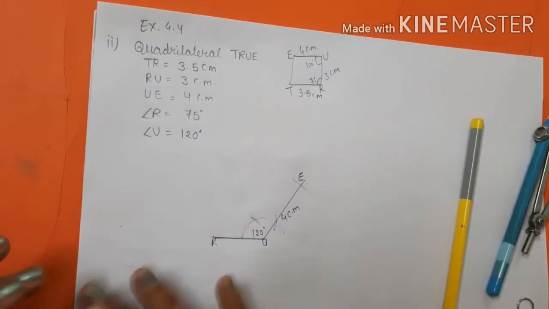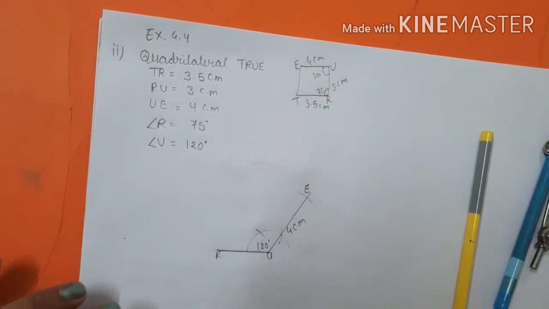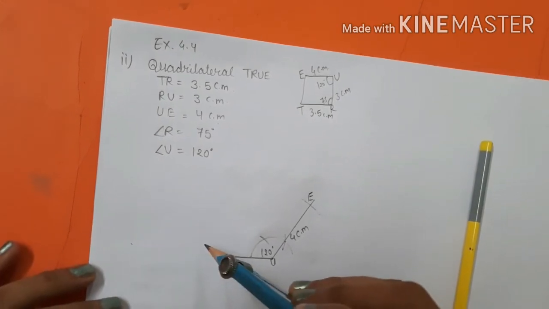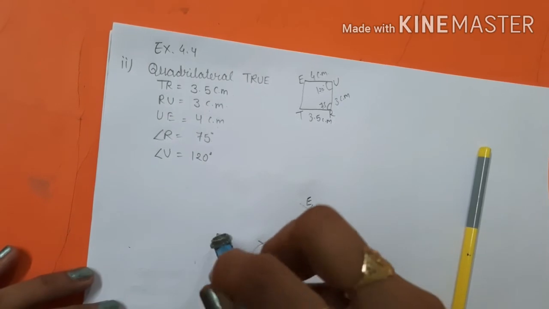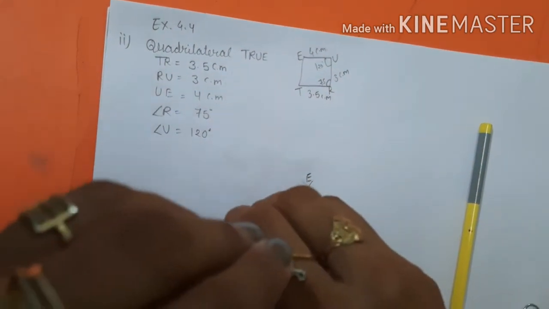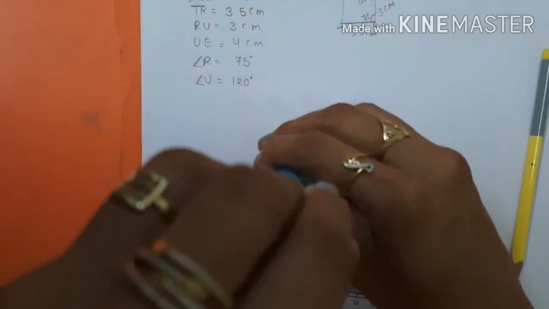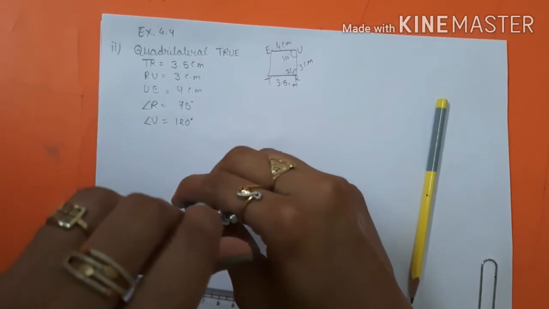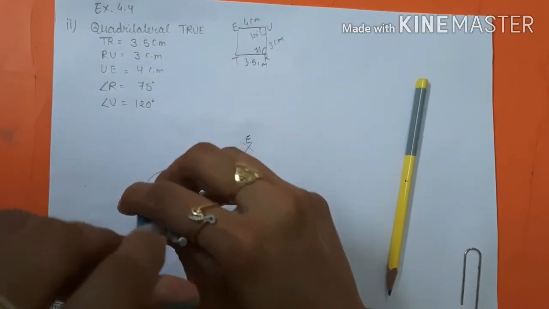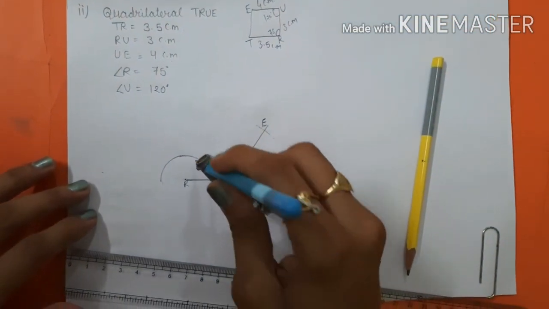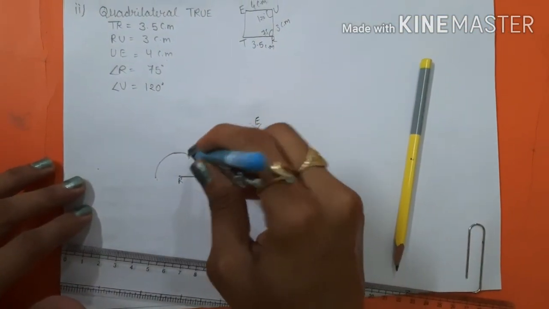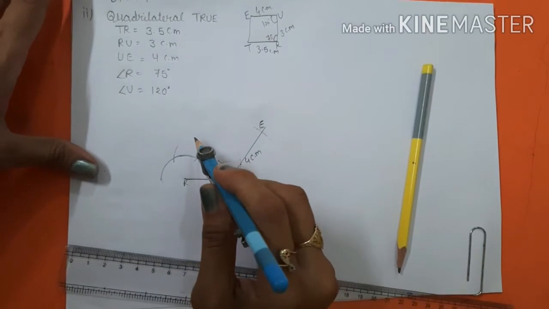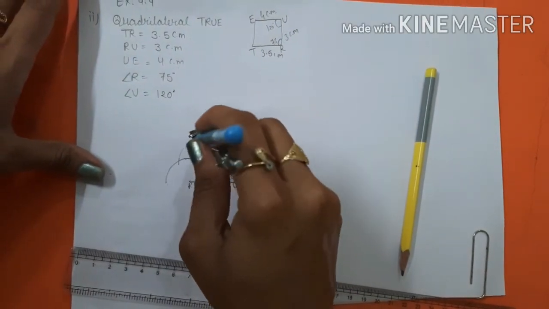Now we'll make an angle of 75 degrees at R. Same process with any radius. We'll draw a semicircle. Same radius. This is the angle of 60 degrees. This is the angle of 120 degrees. And in between there is an angle of 90 degrees.